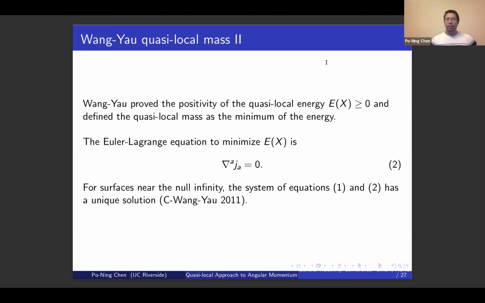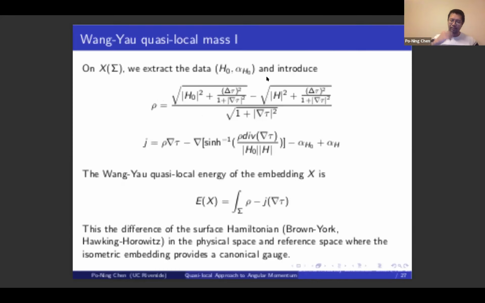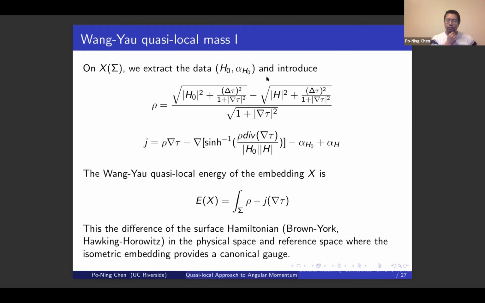Okay. Now, to understand this minimizing process, of course, one asks, well, what is the Euler-Lagrange equation? And in fact, the Euler-Lagrange equation to minimize the quasi-local energy is nothing but that the quasi-local momentum J_A is divergence free. Well, this is a bit surprising because rho and J_A both depend on tau in a rather global manner.